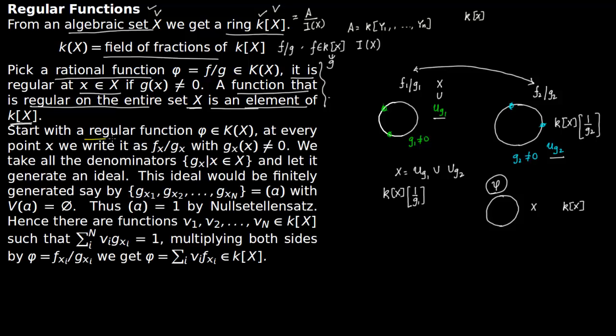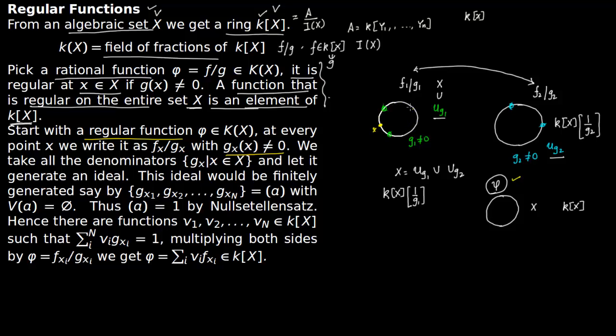So we start with a regular function phi on X. You say you start with this function. Now on this open set, you write it as f(x) by g(x) with this g(x) not 0. So on this open set, you just pick up a point here. At this point, this g1(x) is not 0. So this g1 of this small x lies within this algebraic set X. So this rational function makes sense. The denominator is non-zero.